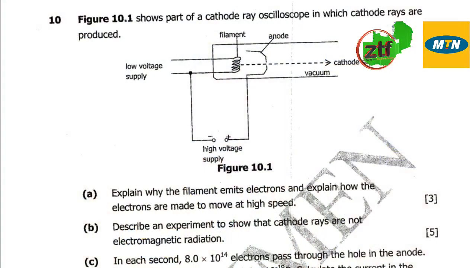Describe an experiment to show that cathode rays are not electromagnetic radiation. Dear viewers, the question here is asking us to make sure that we understand what cathode rays are and what electromagnetic radiation is. Cathode rays are fast-moving electrically charged particles, which are in this case electrons. These are very fast-moving electrons, and they constitute cathode rays.